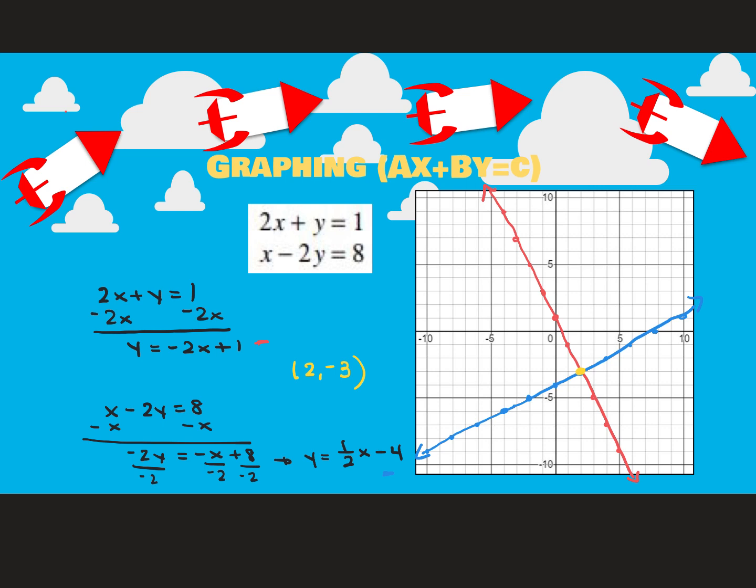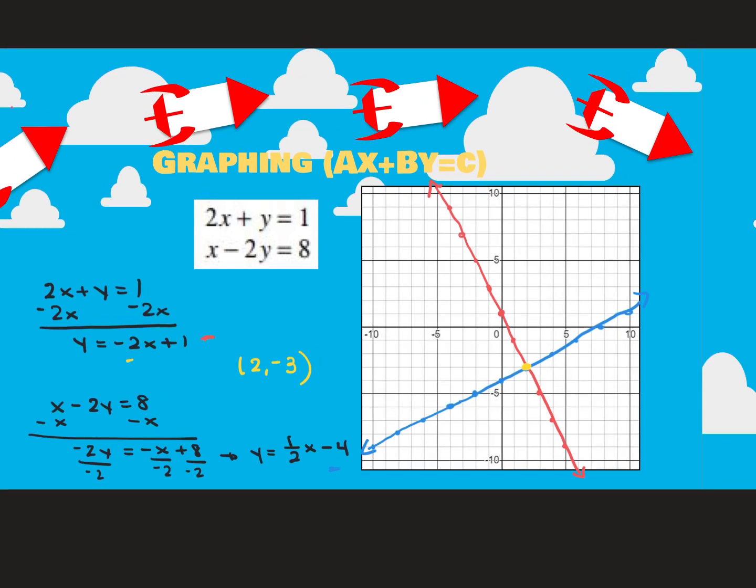I don't know if anybody caught, once we put them in slope-intercept form, we could see that our slopes are opposite reciprocals. So we see this equation here start off with the slope of -2. The opposite of -2 is +2, and the reciprocal is 1/2. So we definitely knew that we were going to have a solution here because they were not parallel lines.